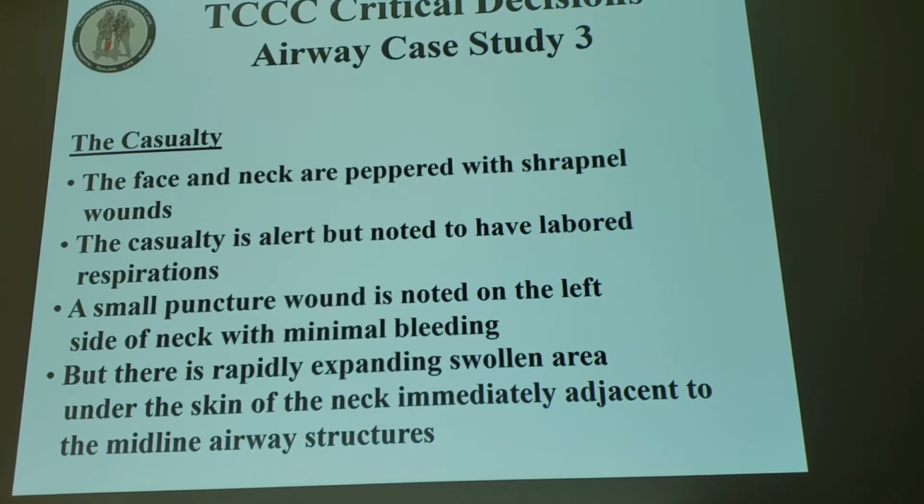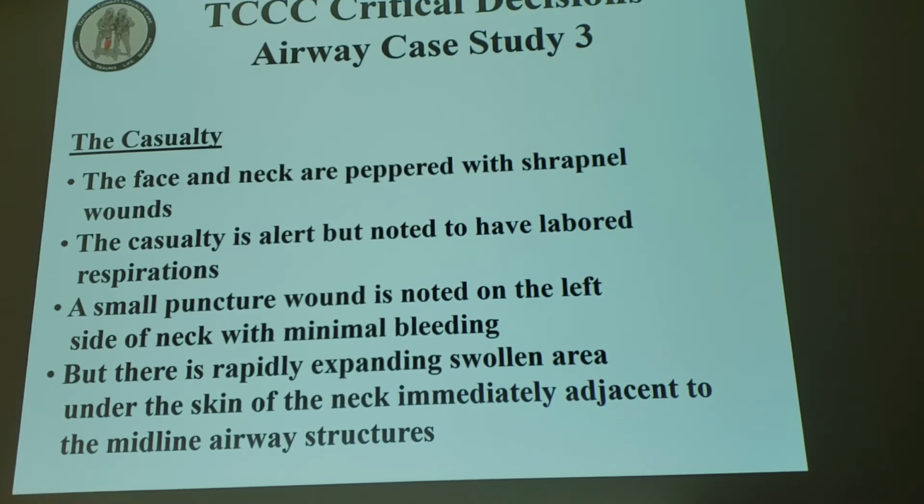There's a lot of words here. Okay, so let's see what we got. Face and neck have shrapnel wounds. The casualty is awake, but has labored respiration. Small puncture wound on the left side of the neck with minimal bleeding. All right, rapidly expanding swollen area under the skin of the neck immediately adjacent to the midline airway structures. Cool.